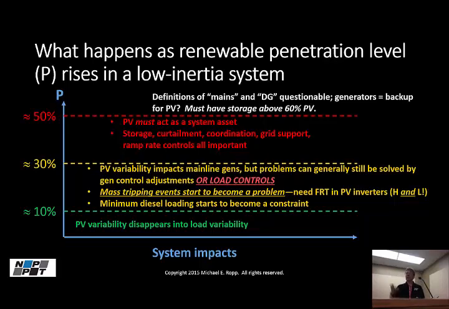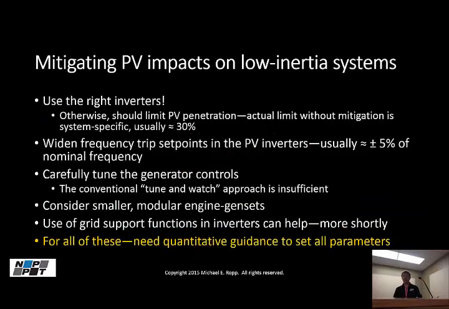So this is, again, your question was more specific to a distribution feeder, but this is the slide I was telling you about before. How do you mitigate this? One of the big things is to use the right inverters. You've got to have inverters with the grid support functions. You've got to have the ability to widen those trip set points. One of the things I wanted to point out here is that when we have tuned generator governors in the past, what we've generally done is use what I call a tune and watch approach. If you look at the owner's manual, that's actually what it tells you to do.